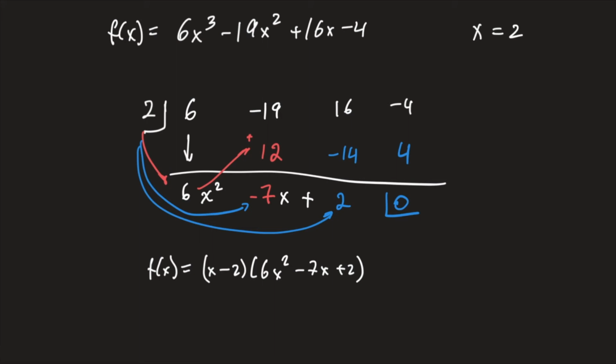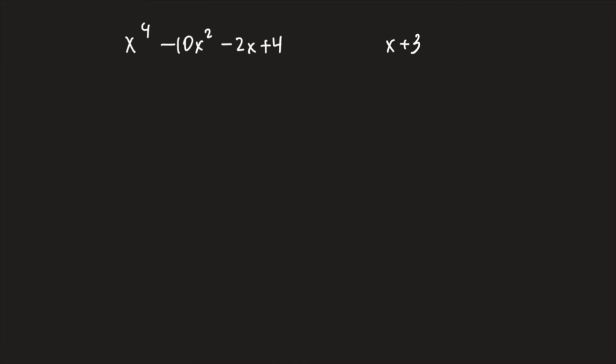And as you can tell, this way is much quicker and much simpler than the previous example with long division. As always, I encourage you to pause this video and try this example, which has this polynomial function x to the fourth minus 10x squared minus 2x plus 4, and we're going to divide it by x plus 3.